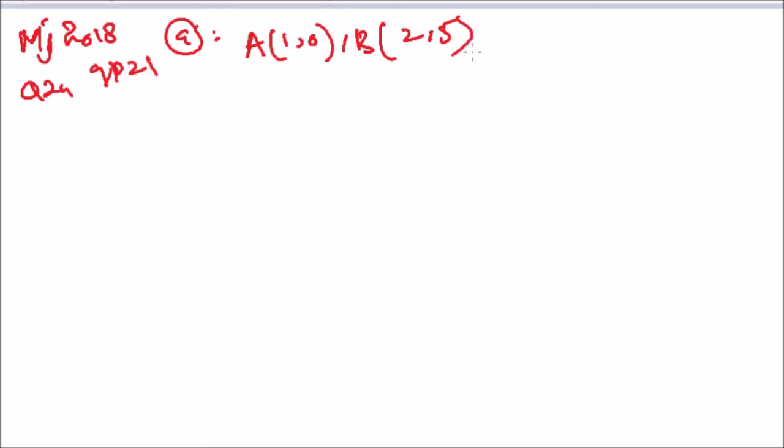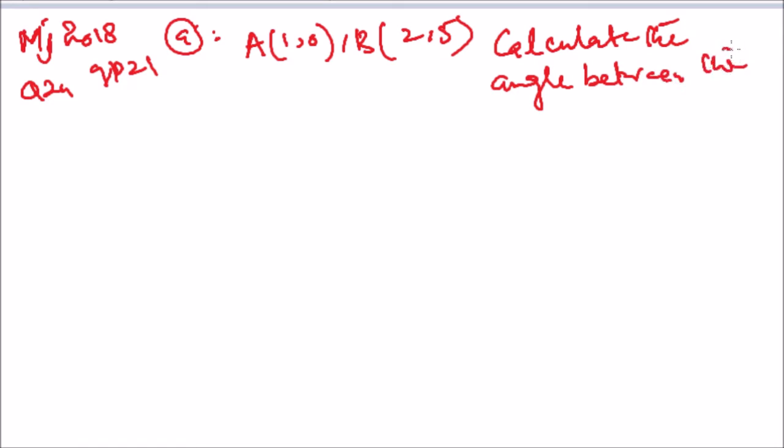Okay, calculate the angle between the line AB and the x axis. Okay, it's a very simple thing.